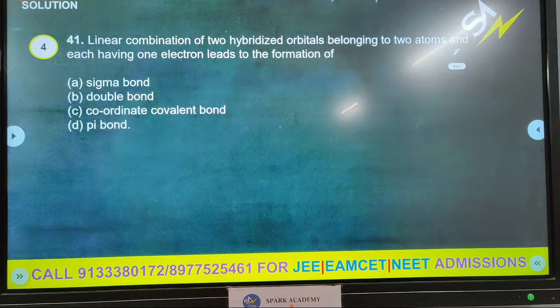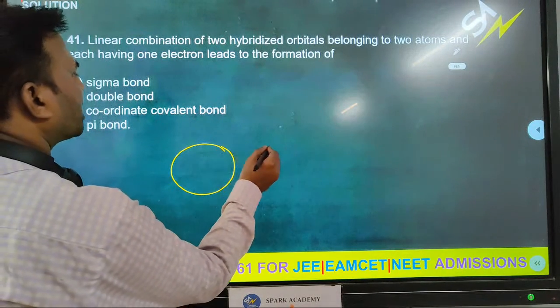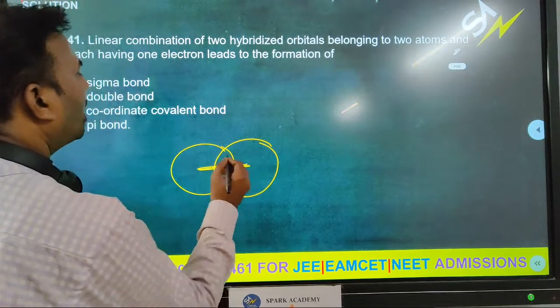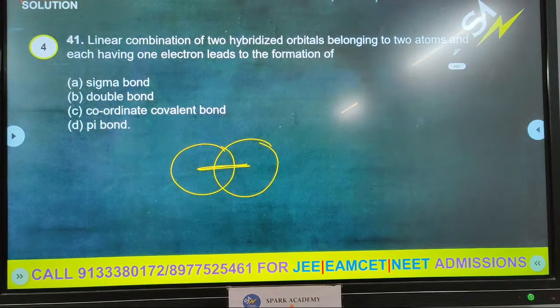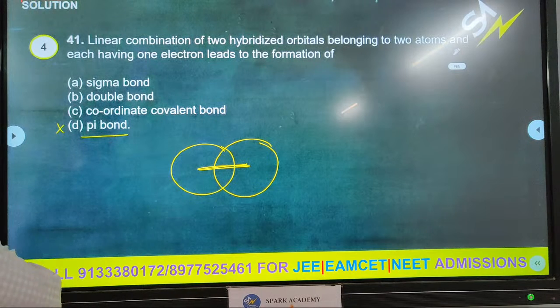Now question number 41. The linear combination of two hybridized orbitals belonging to two atoms, each having one electron, leads to the formation of what? So what type of bond will they form here? Can they form a pi bond? Wrong, because here the orbitals belonging to the atoms each have one electron, and that is a linear combination.